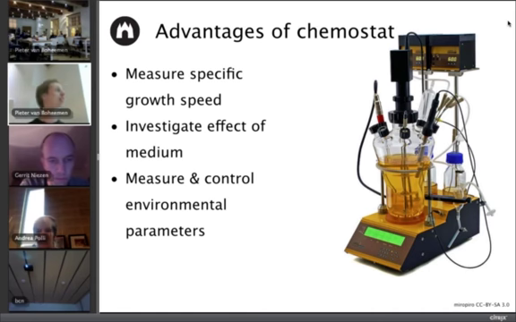You can, for example, while the organisms are growing, add more nitrogen or remove the nitrogen. You can maybe do that in phases, one after the other. And also, of course, you can control all the environmental parameters like temperature and pH and the amount. It's like a closed system.